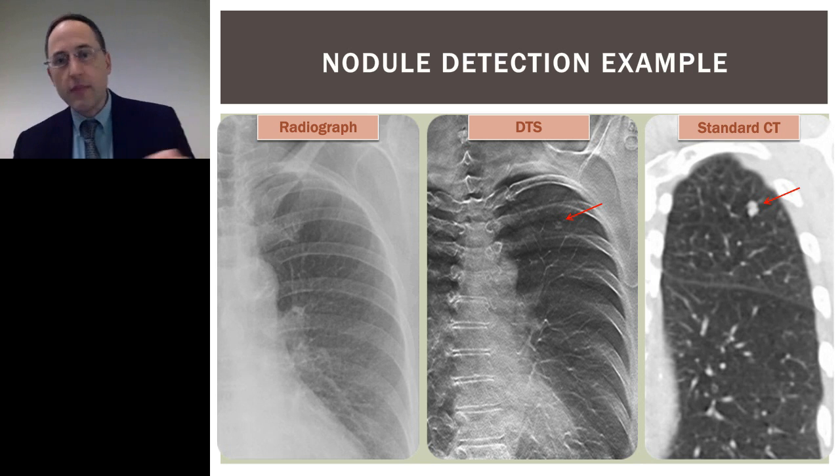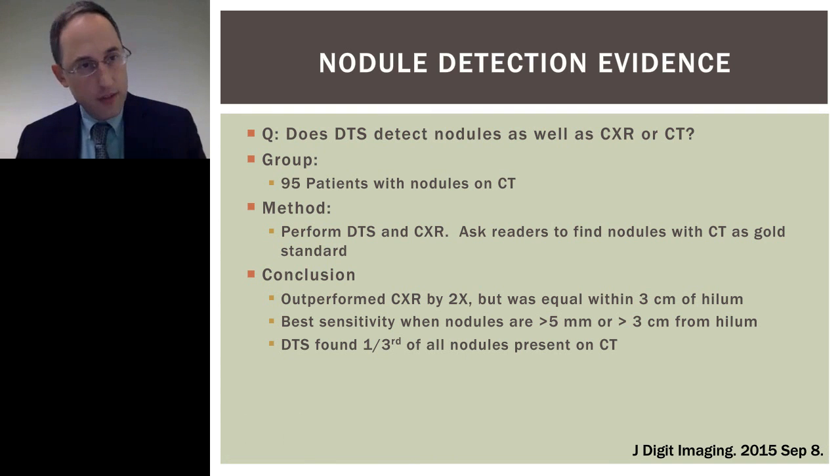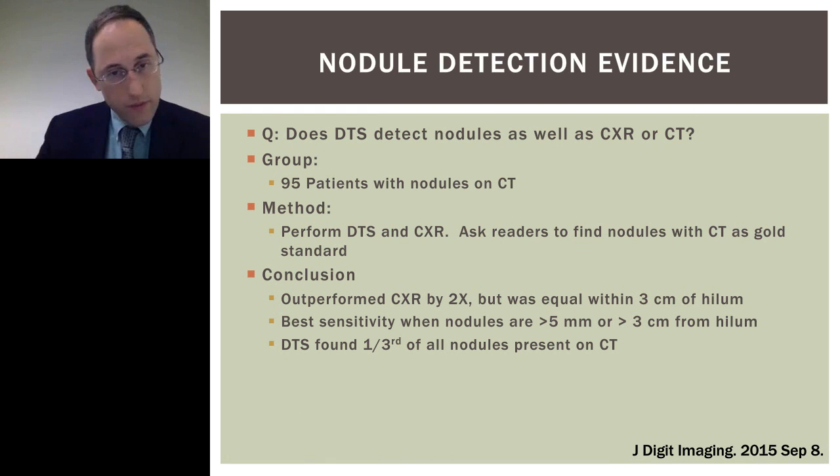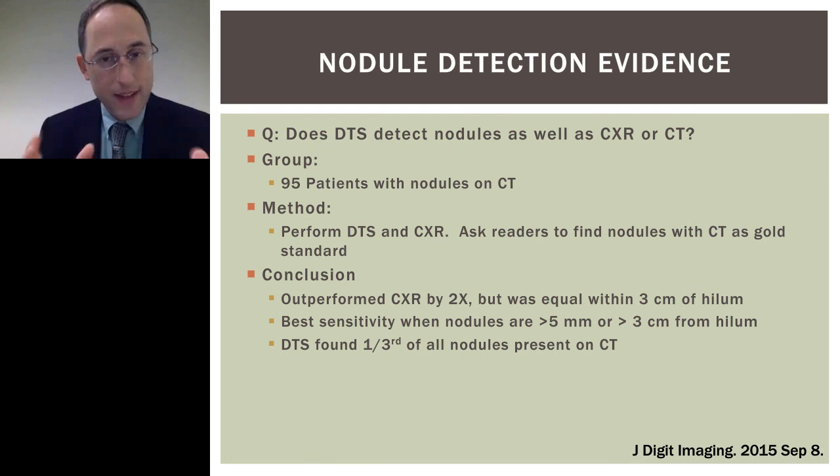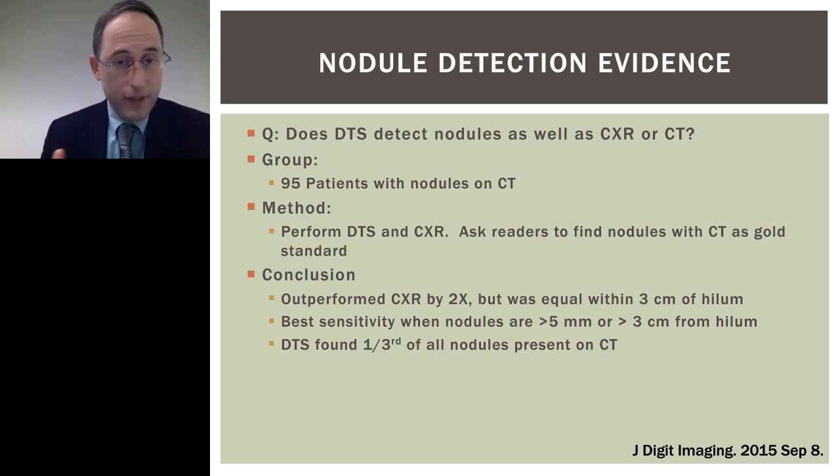Now, people have looked at this in an evidence-based fashion. There are many, many studies of varying sizes. Some are actually quite big. I've picked some of the newer ones. This one, which was published in 2015, asked the question, does tomosynthesis detect nodules as well as chest X-ray or CT? They looked at 95 patients who all had nodules on CT. They did the tomo and the chest X-ray, and they asked people to find these nodules, and they used the chest X-ray as gold standard. The result was that tomosynthesis outperformed chest X-ray by twofold, right?